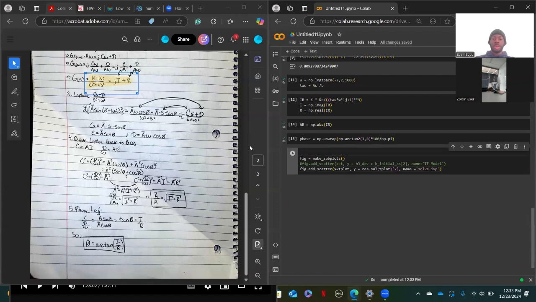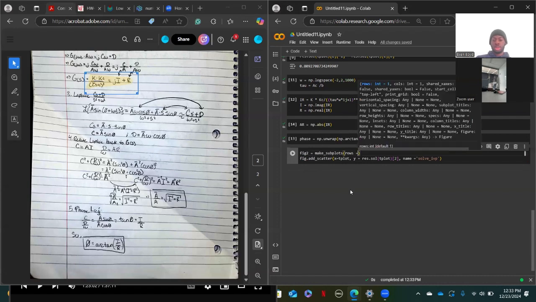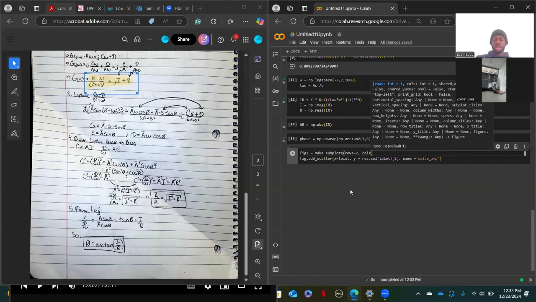No need to keep time block. Let me call this fig two. Let me just delete this. And then we need rows actually. So we need rows, equal to one. Actually, rows is equal to two. Columns equal to one. I know, different than usual.